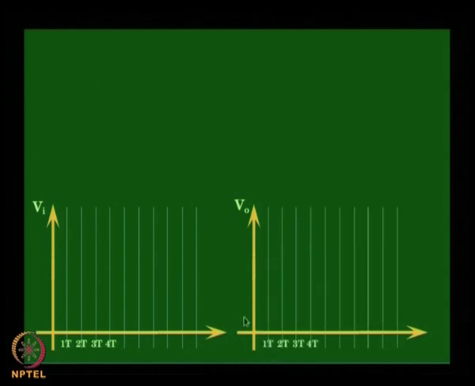And on the load side also, let us say we split up the time axis as 1t, 2t, 3t, 4t, where t represents one way propagation delay time from the source to the load or from the load to the source.